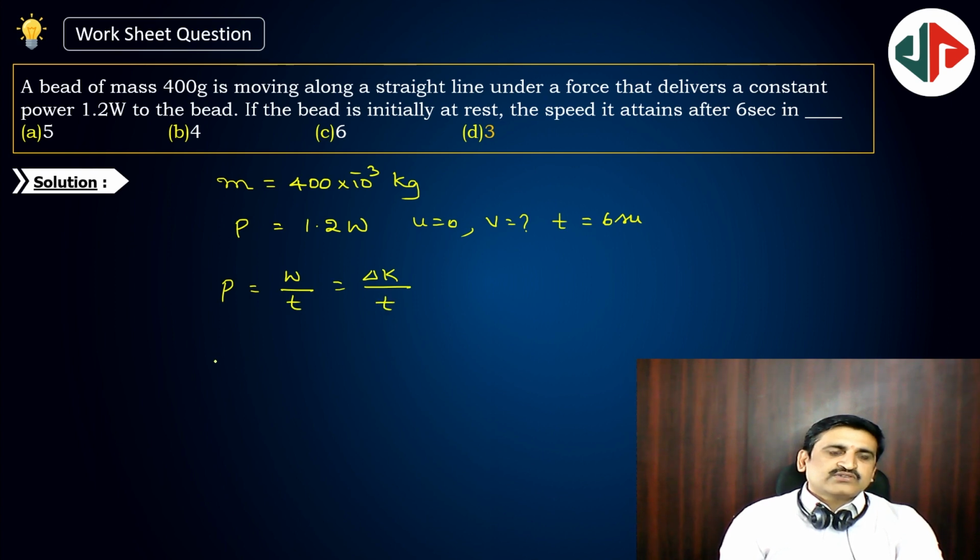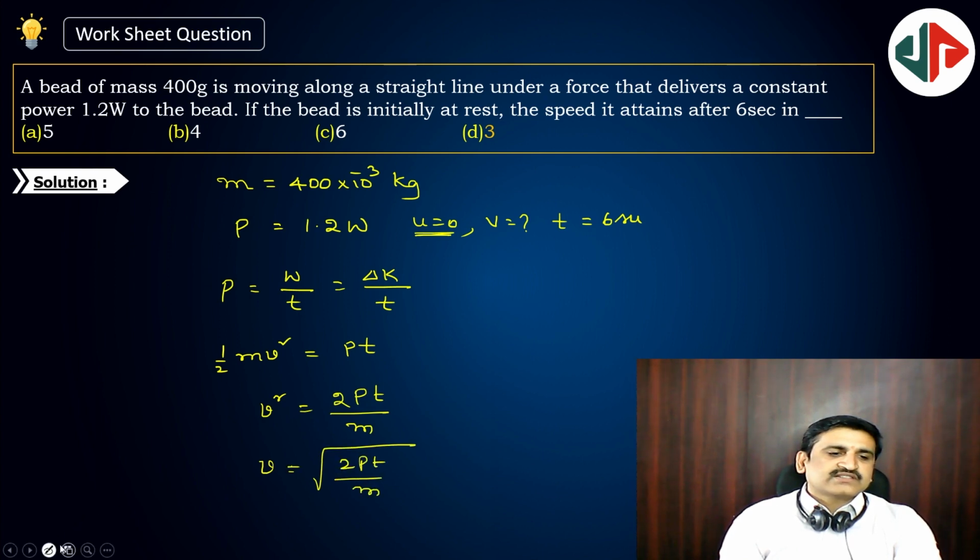So initial velocity 0, initial kinetic energy 0. So final kinetic energy half mv square is equal to power into time. So half m value, okay, we will establish a formula first, later we'll substitute, that will be better. So v square is equal to 2pt by m. So v is equal to root over 2pt by m. Let us substitute now, with another color.